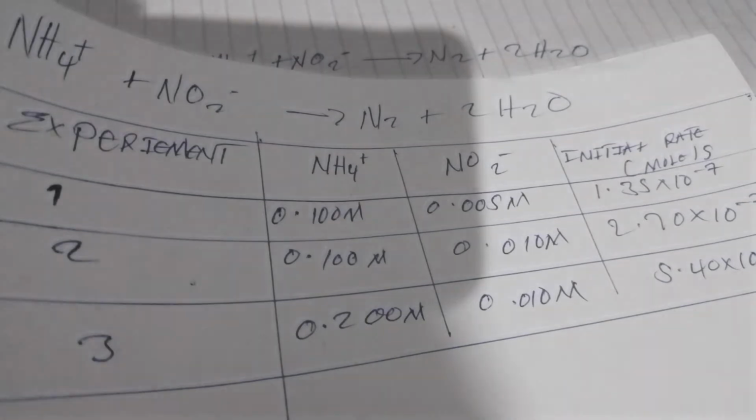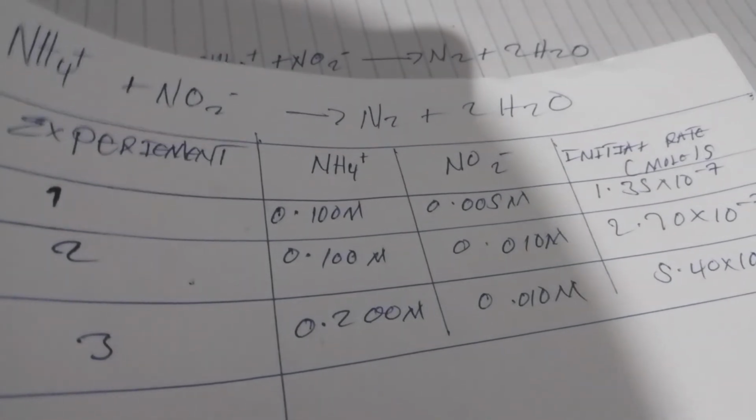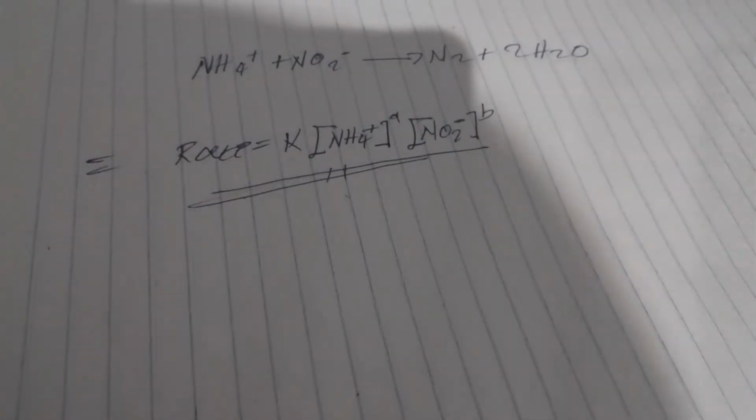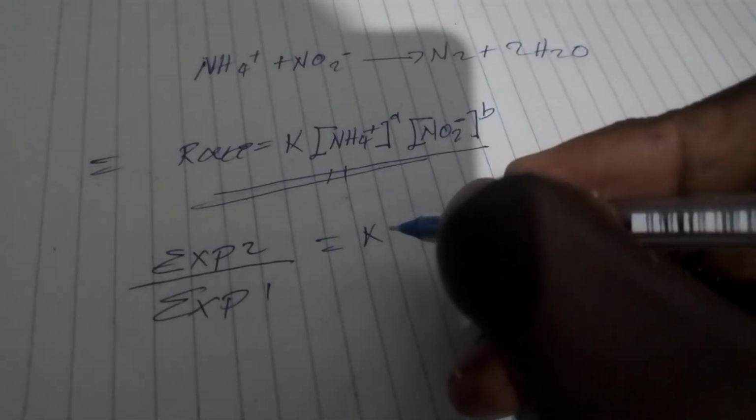Okay, so that means we're going to use experiment 1 and experiment 2, experiment 2 divided by experiment 1. Okay, shall we? Let's go. So this is experiment 2 divided by experiment 1 is equal to a constant. Note that we are still under differential.